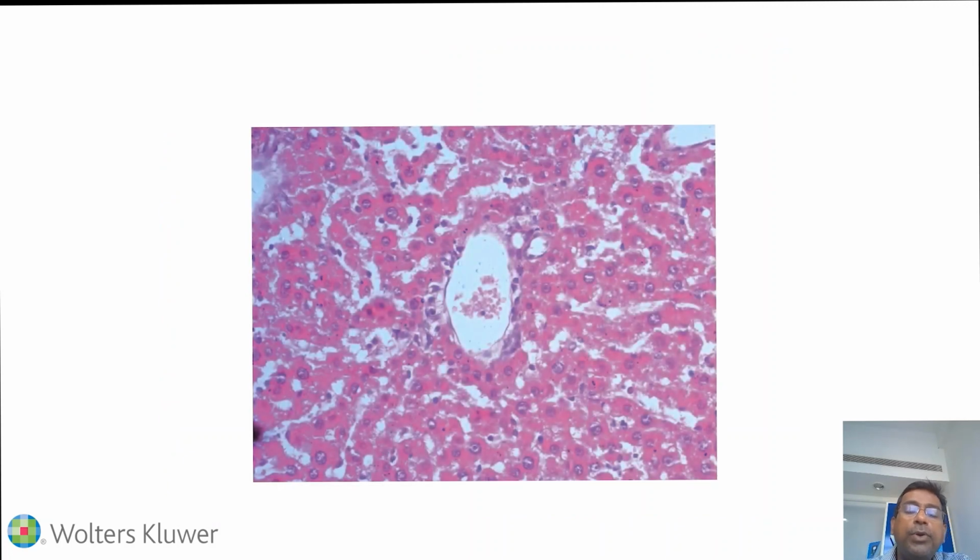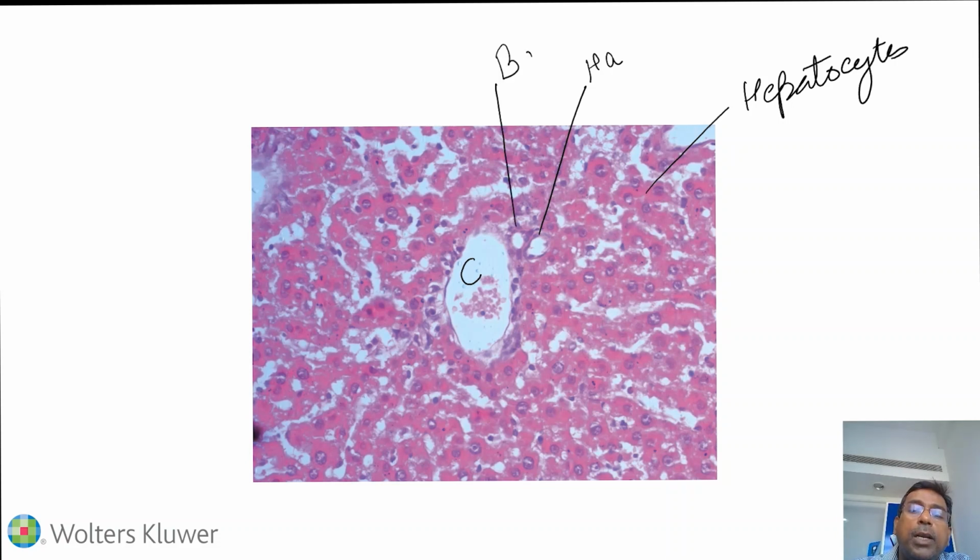That's the magnified view. You can see here the hepatocytes, that's the central vein, and that is the hepatic artery, and that is the bile duct. And in between the plates of the hepatocytes, this is the hepatic sinusoid.